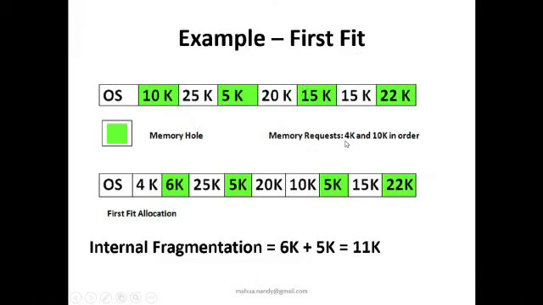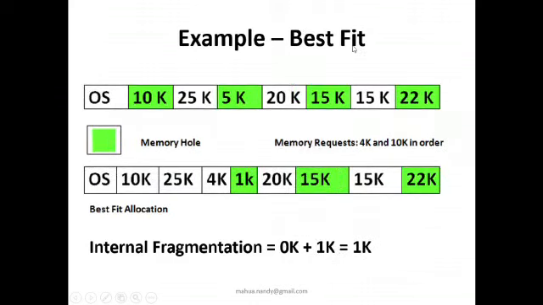Following first fit algorithm, 4K request will be put inside the empty block of 10K, leaving behind 6K as fragmentation. The next request 10K will be allocated following first fit algorithm to the block of 15K, leaving behind 5K as internal fragmentation. So we are getting total internal fragmentation following first fit algorithm equal to 6K plus 5K equal to 11K. Now we are considering best fit algorithm.